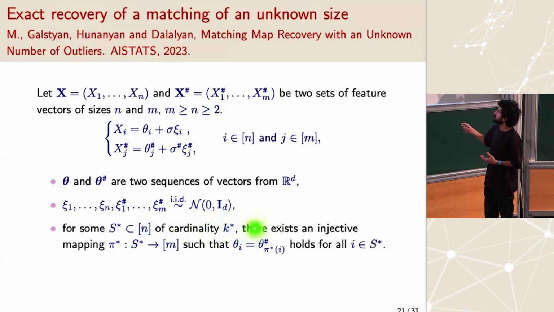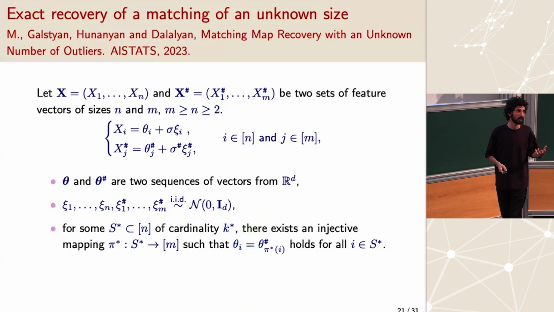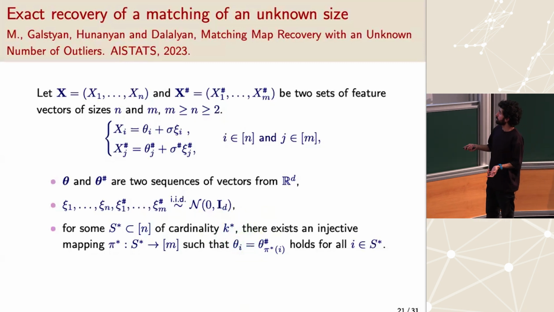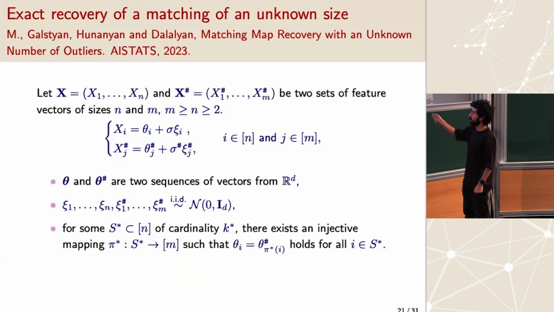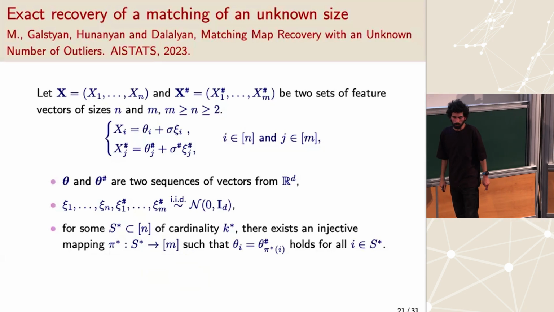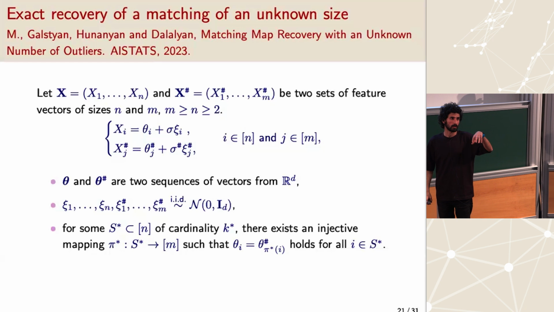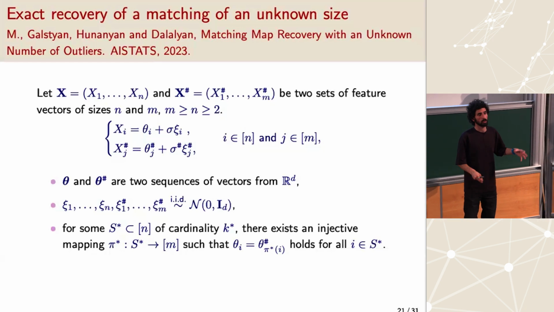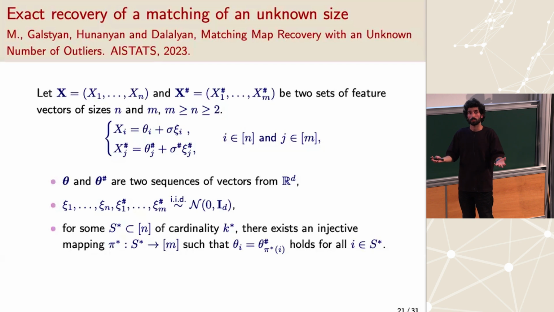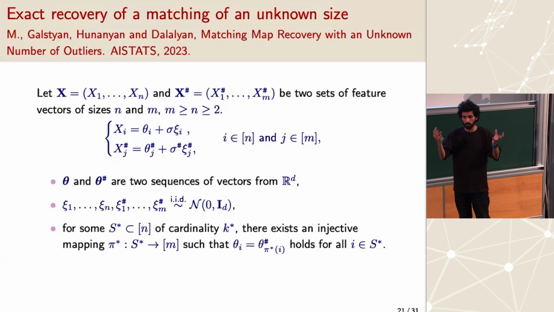So the assumption is now that there is a matching of size k star, which can be formulated as an existence of an injective mapping from S star, a subset of 1 to n, to 1 to m. And we also require this equality of thetas on this subset S star. So now the problem becomes even harder, because we might not know the size of the matching, and now we have exponentially many subsets to look at and to find the matching for them.